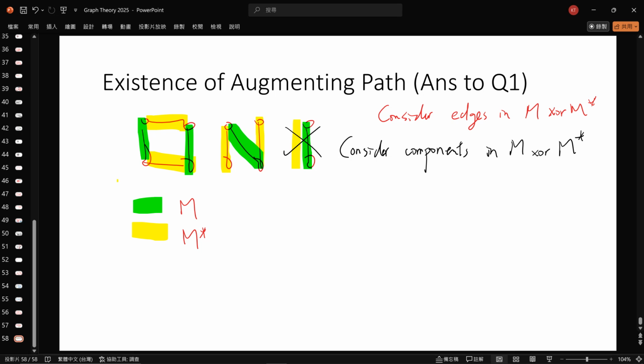Okay, so for example, here we have two components. So let's try to find some properties about these components of M exclusive or M star. Okay. So first of all, what is the degree? If we only consider the exclusive of these two matchings, what is the maximum degree of a vertex?